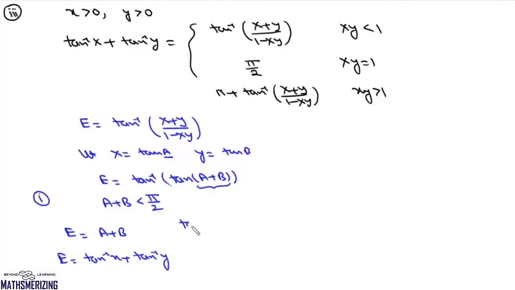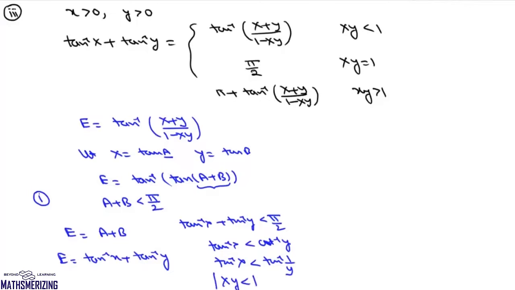Now a is tan inverse of x and b is tan inverse of y and it is less than pi by 2. Now we'll take this tan inverse y on the right hand side. So we'll get tan inverse of x is less than, now pi by 2 minus tan inverse y is cot inverse y, and since x and y are positive, cot inverse y is tan inverse 1 upon y. So we'll get tan inverse x is less than tan inverse 1 upon y. So we'll cancel tan inverse. We'll get this condition that xy is less than 1.